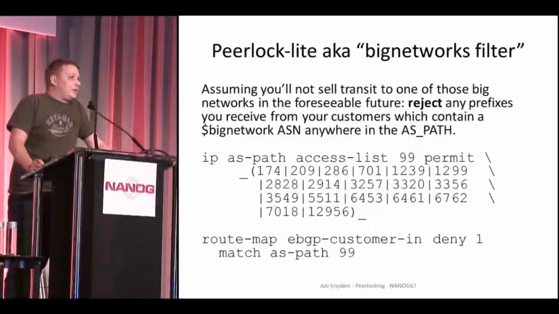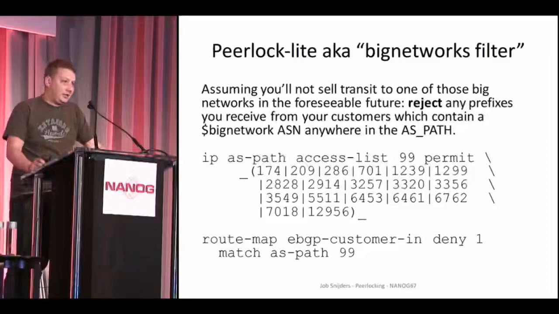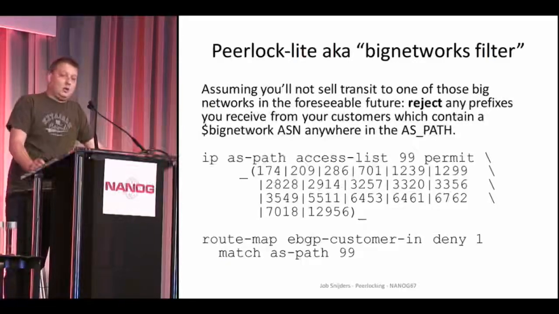I'll cover various methods of trying to mitigate these route leaks, but one of the simplest methods that you as a network operator can apply is something we'll call Peerlock Lite, or the big networks filter. For a lot of people in this room, the chances of them ever signing up one of these big networks as a transit customer are relatively low.